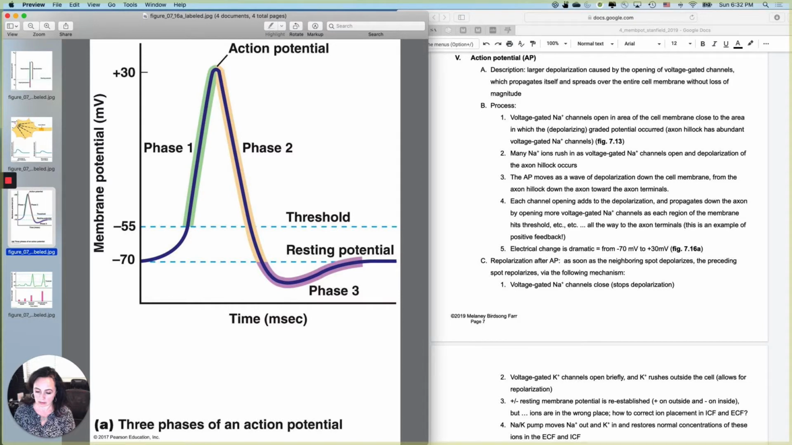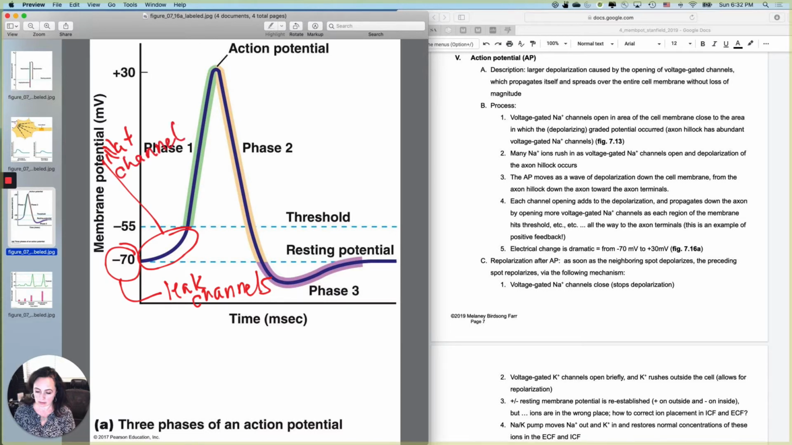Okay, so let's talk about what is actually happening here. Same questions I've asked you before. What kind of channels are involved in getting me to minus 70? Those are leak channels, right? They exist in every single cell. What kind of channels are involved in getting me from minus 70 to minus 55? Okay, they have to be sodium because it's depolarizing.